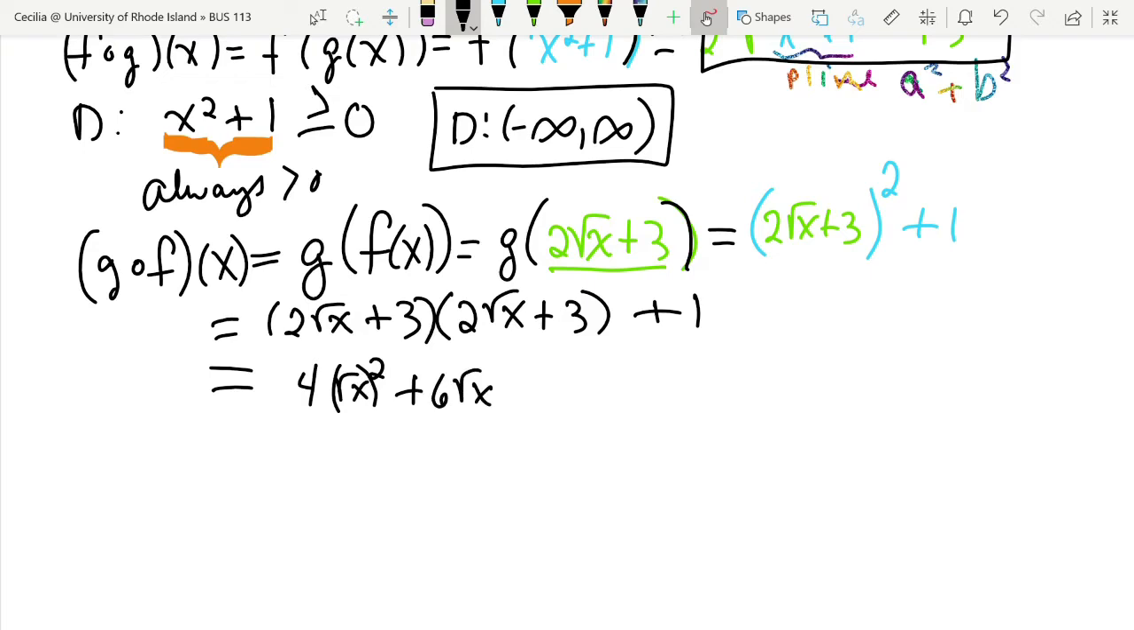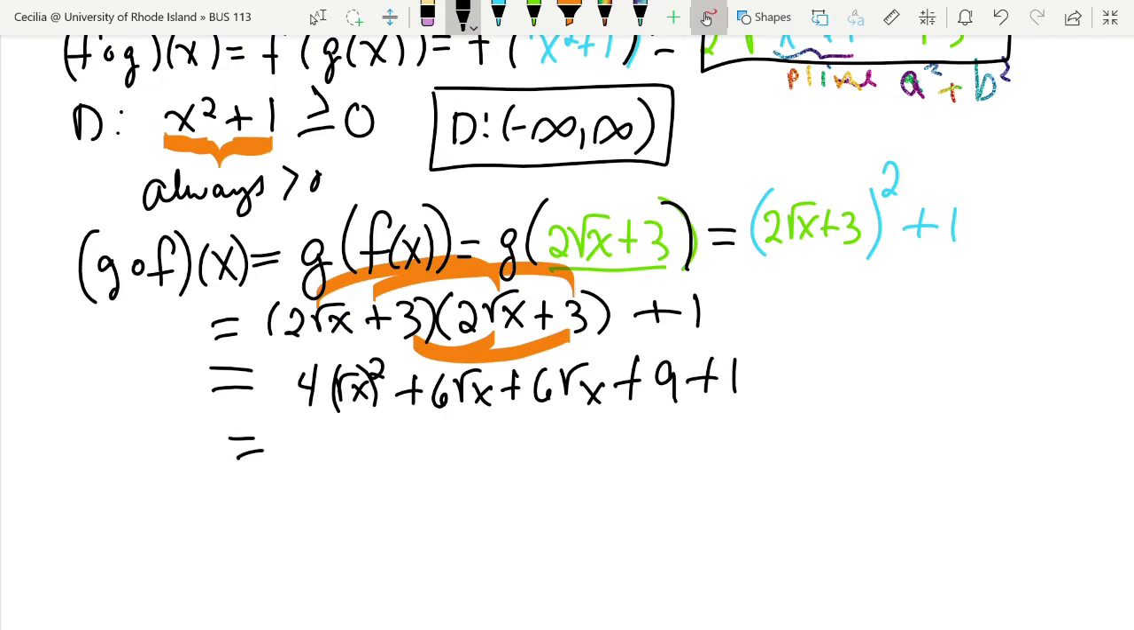Inner. I did that one, and now I'm doing this one: 3 times 2 times the square root of x, and that's going to be another 6 square root of x. And then finally the last, 3 times 3. So here's where we get our plus 9, and we still have the plus 1. So this all together comes out to 4x, because that square root is canceled by the squaring, right? They're inverse functions. One undoes the other.